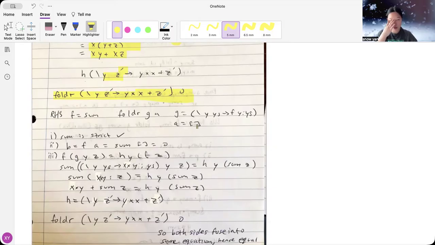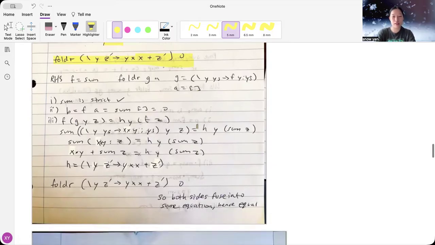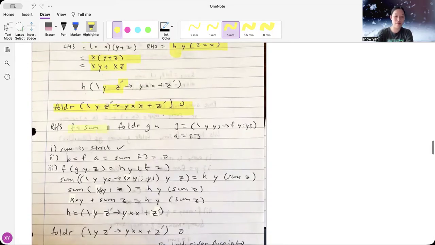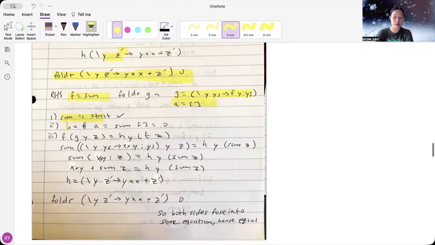Okay, for the right-hand side, we did the exact same thing, but writing it as our f is sum and then fold r g A. g is this, A is that, right? And then we again check the conditions. First one is sum is strict, because f equals sum, right? Next is B equals f A. f A is equal to 0 as well.